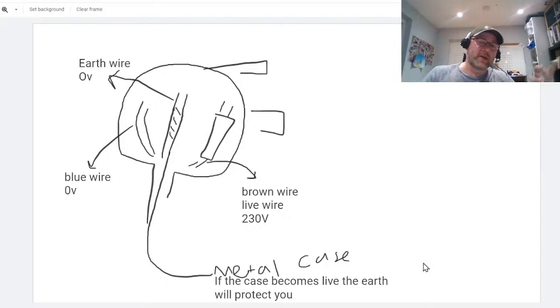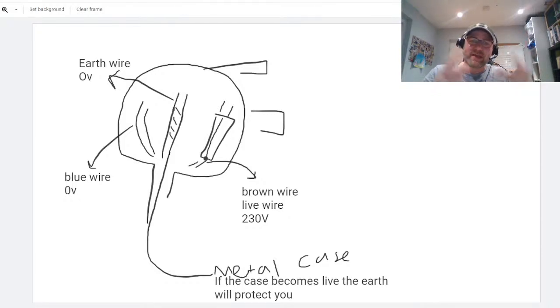How does the earth stop you getting an electric shock? It has low resistance, it has 0 volts, so the current will go through that instead of you, and it will go outside of your house and into the earth. That's why it's called the earth wire. The current will go out of your house and into the earth. Okay. You also need to know that the fuse, this by the way is a fuse, the fuse will melt when there's a high current, so that will also protect you. So we've got the fuse and the earth wire to protect you.